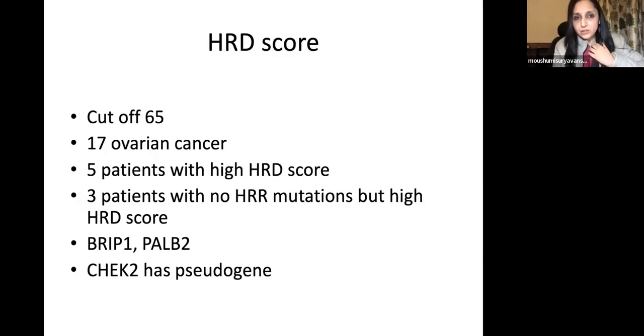And we are also doing the HRD score, where, as I told you earlier, our cutoff is 65. We have done some 17 ovarian cancer patients, and 5 of them had a high HRD score, and 3 of these patients had no HRR mutation but high HRD scores, and the other ones had BRIP1 and PALB2. Also, the HRR gene panel includes CHEK2, which has a pseudogene and does cause a lot of false mutations, so we have to be very careful about that. So that is my little experience, which I could gather from the few tests we have done.